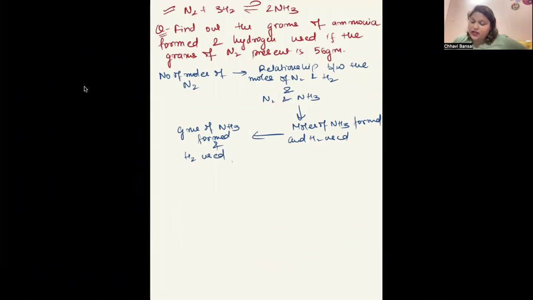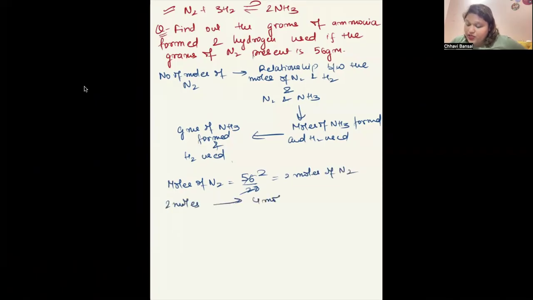So the first step is finding the number of moles of N2. Moles of N2 is equal to 56 by 28, right? Which is equal to 2. So 2 moles of N2. Now if 2 moles of N2 is present, how many moles of NH3 is formed? 4 moles of NH3 is formed, right? If 1 mole of nitrogen is there, 2 moles of ammonia is formed; so if 2 moles of nitrogen are there, how many moles of ammonia will be formed? 4 moles, right. Same way, 2 moles of N2 will react with 6 moles of H2, right?